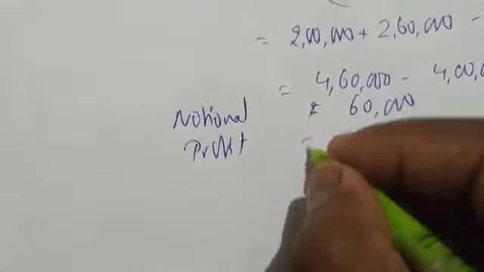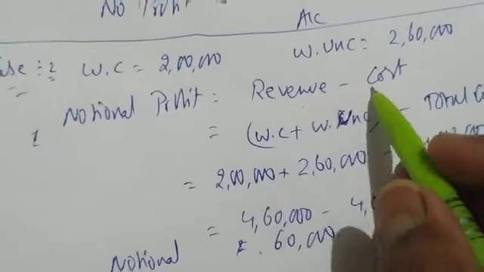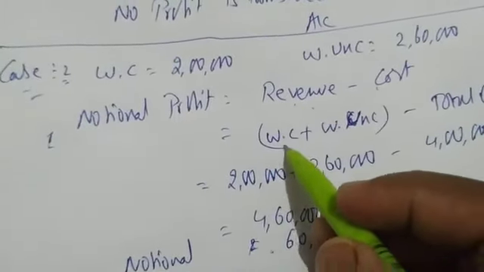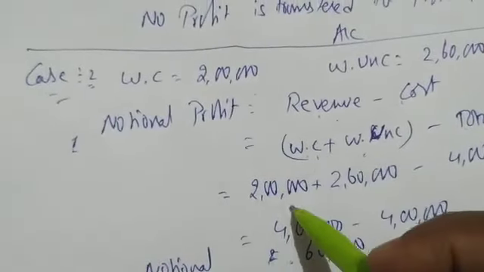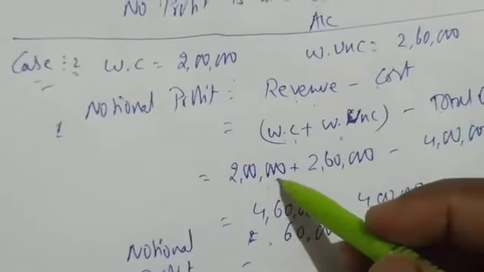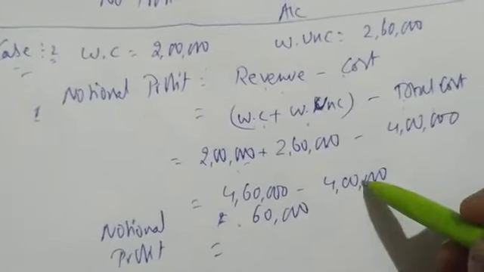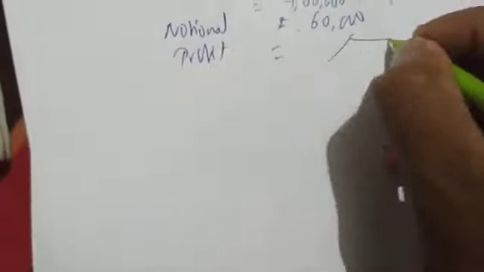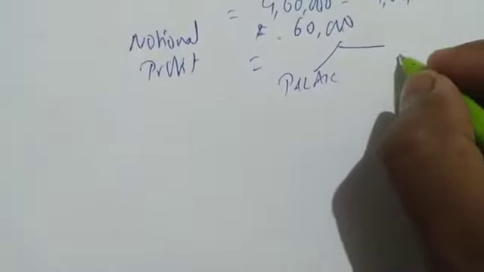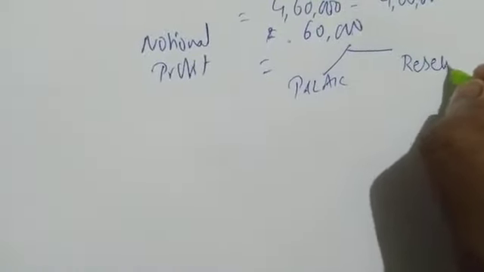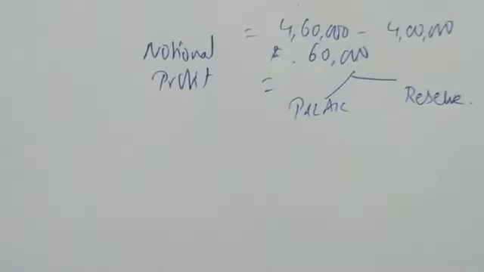How did I find out? Notional profit is revenue minus expected cost. What is our revenue? Work certified plus work uncertified, minus cost. Total cost is given. Work certified is 2 lakhs, work uncertified is 2,60,000, so put together 4,60,000 minus 4 lakhs total cost. 60,000 we are getting as notional profit. From 60,000, how much should be transferred to profit and loss account, and how much should be kept as reserve?